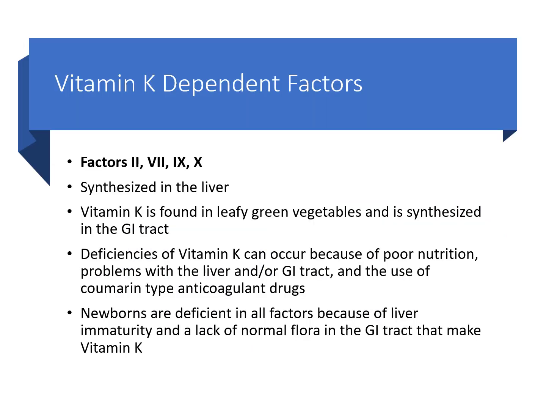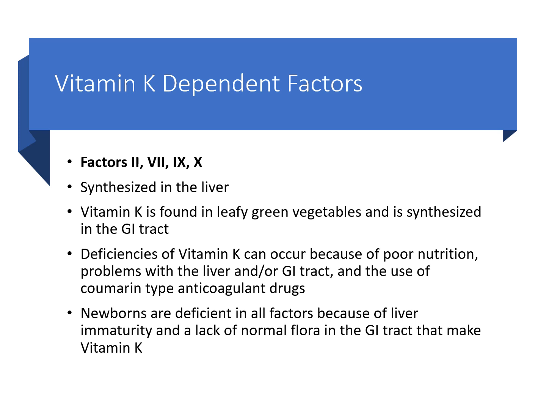So again, we've been talking about vitamin K dependent factors, but let's revisit this for a moment. Let's remember our factors that are vitamin K dependent are going to be factors 2, 7, 9, and 10. They are all synthesized in the liver and require vitamin K for that synthesis. And of course, vitamin K is going to be found in leafy green vegetables, and it is synthesized in the GI tract by our normal flora.